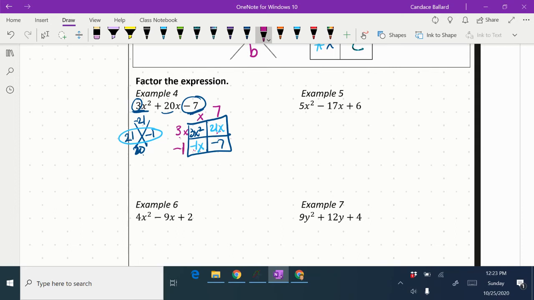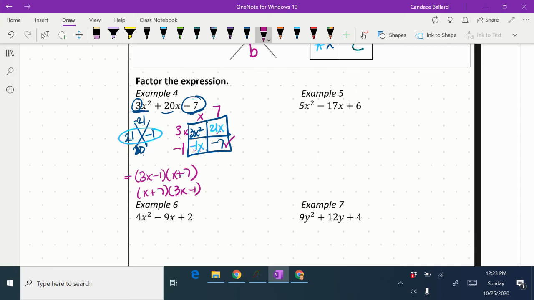Then the nice part about this box method is it checks itself. -1 times 7 is -7. So I cannot leave my answers on the box. I'm going to rewrite it as 3x minus 1 times x plus 7. I can also write the reverse of that, so I could have also written x plus 7 times 3x minus 1. It doesn't matter the order.